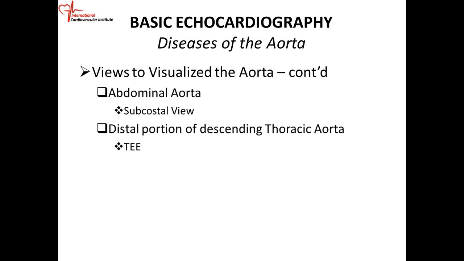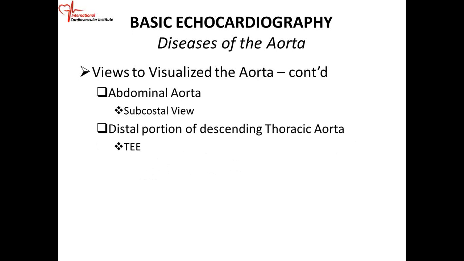For the abdominal aorta, if you do your subcostal view, you can see the abdominal aorta, and you should get in the practice of looking at the abdominal aorta when you do your subcostal view. If you're looking at the distal portion of the descending aorta, the transesophageal echo is the way to go. You can't use your transthoracic echo to see the distal portion of the descending aorta.